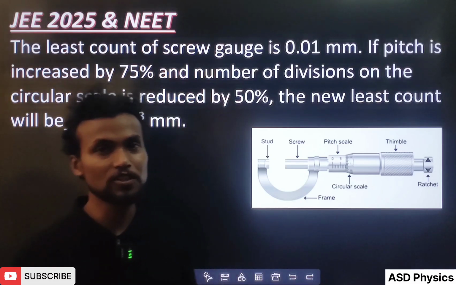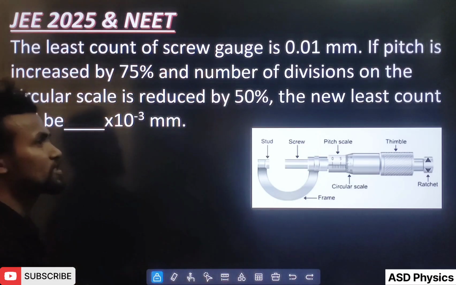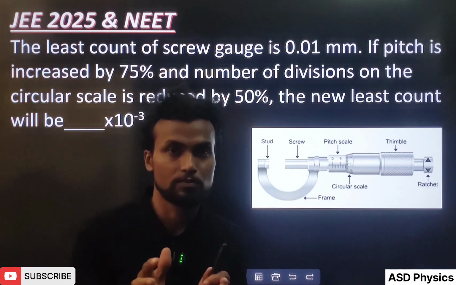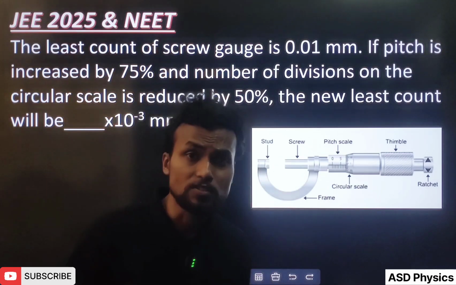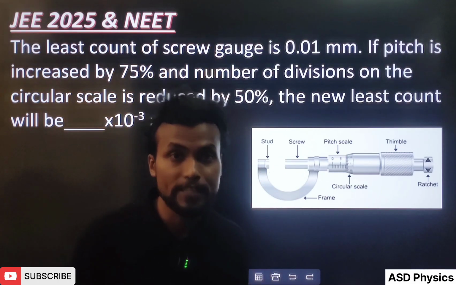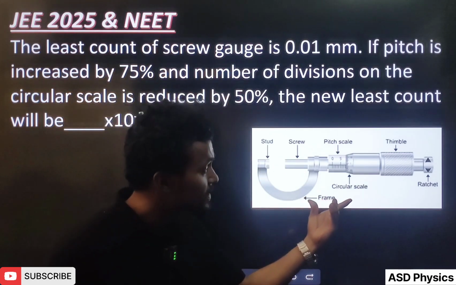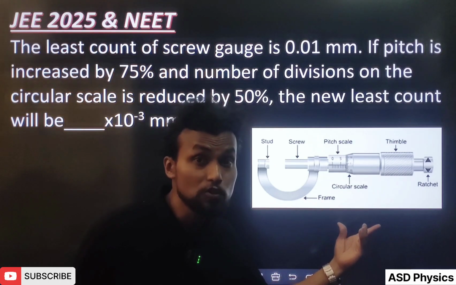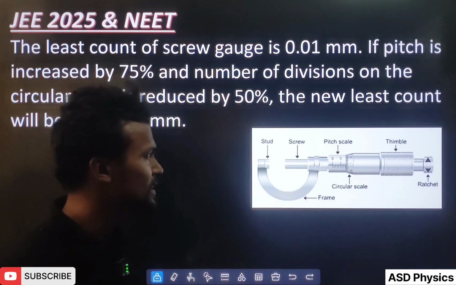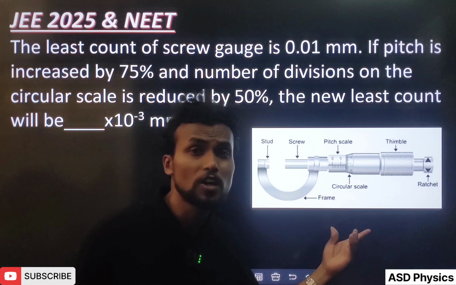So students, in this video we are going to solve a question related to the chapter Units and Measurement, because you know the screw gauge is very important for competitive exams. You can see here this diagram, which diagram is this? Screw gauge. By default, the least count of the screw gauge is how much?